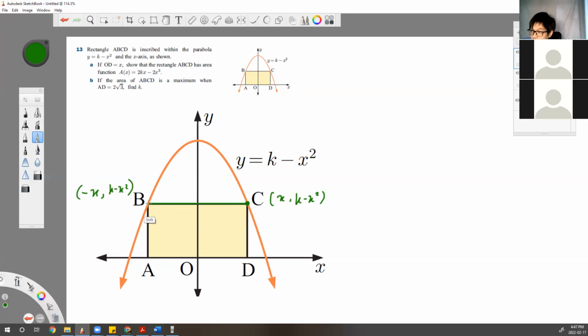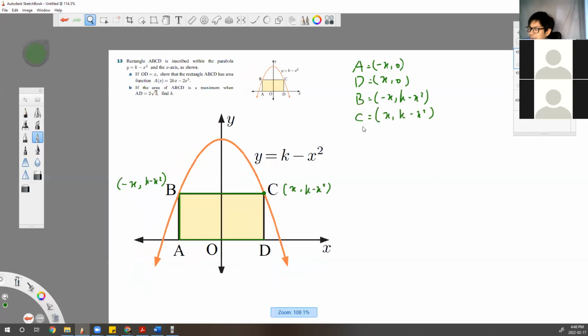And this will be O. Wait, sorry, this will be unknown. So this is negative X comma 0 for A. Okay, I'll just write everything. A equals negative X comma 0. B equals X comma 0. B equals negative X comma K minus X squared. Wait, I need to write the K longer so it can be different. You can see it clearly. It's different from X comma K minus X squared.